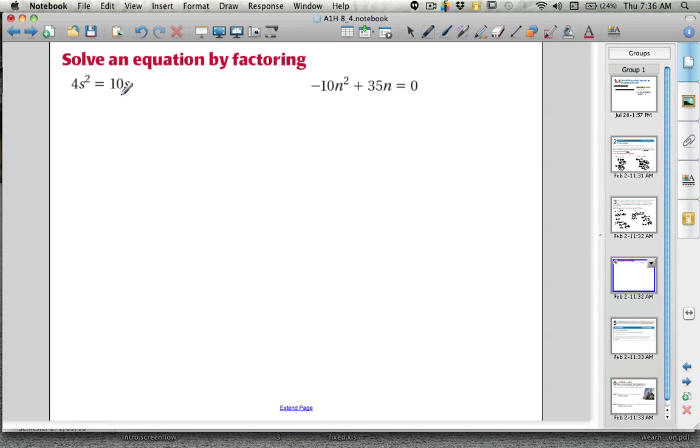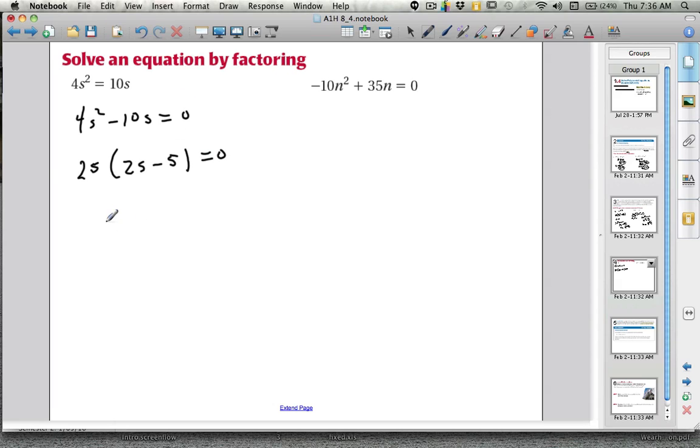What we want to make sure we do is we get things in the correct order before we start factoring monomials out. So over here, I want to get the 10s to be over on the same side of the equation. So I subtract it from either side. And I see that I can factor an s out of each term and also a 2. So 2s out of 4s squared becomes just 2s. And 2s out of negative 10s becomes negative 5.